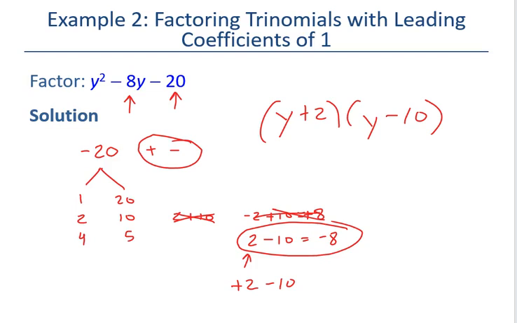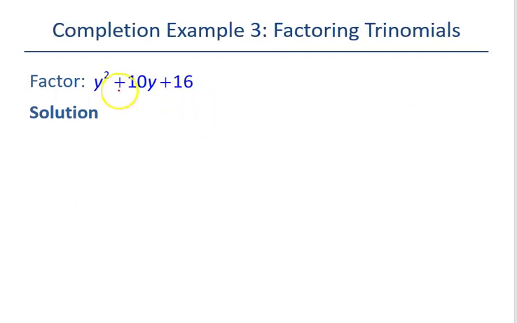Except we're going to do a lot of them. So here we go, let's do another one. We have y squared plus 10y plus 16. The good news on this one is you've got all positives, so you don't have to worry about the positive negative thing. We need to find the factors of 16 that also sum together to create 10.